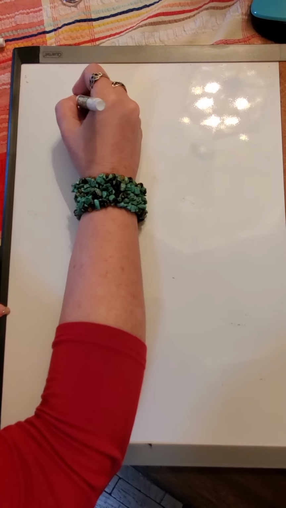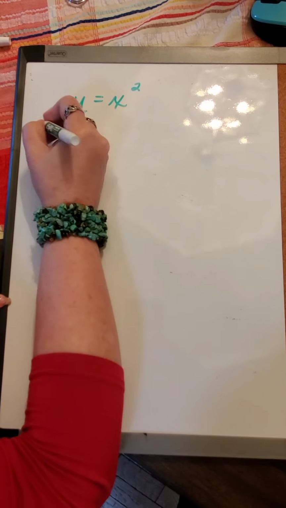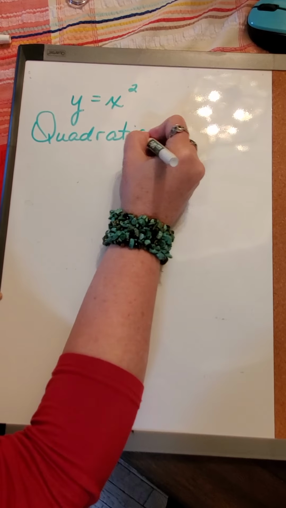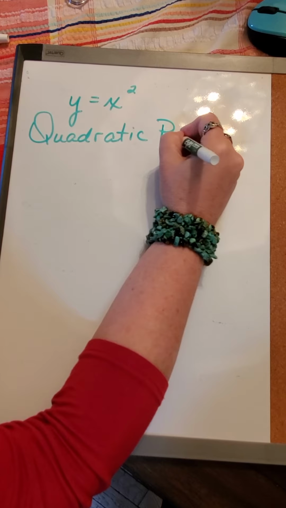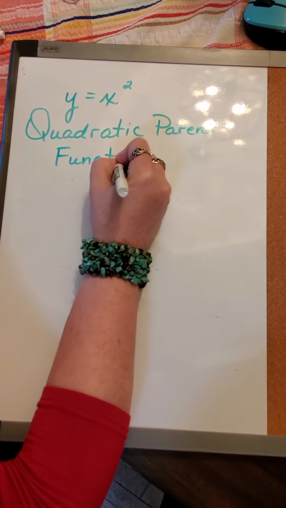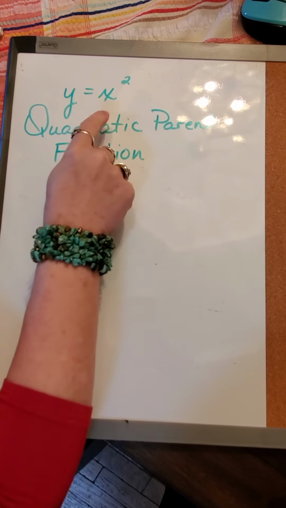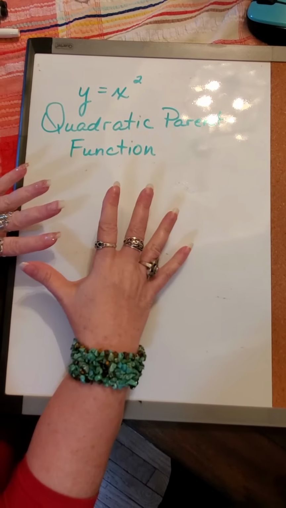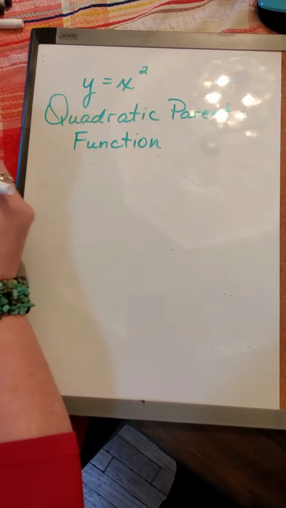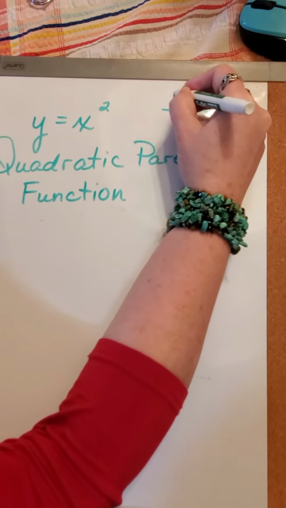Okay, as we talked before, y equals x squared is the quadratic parent function. Now, a transformation is when you take that parent function and you change it up a little bit, but it still resembles, for the most part, the original equation. And this particular one looks something like that.